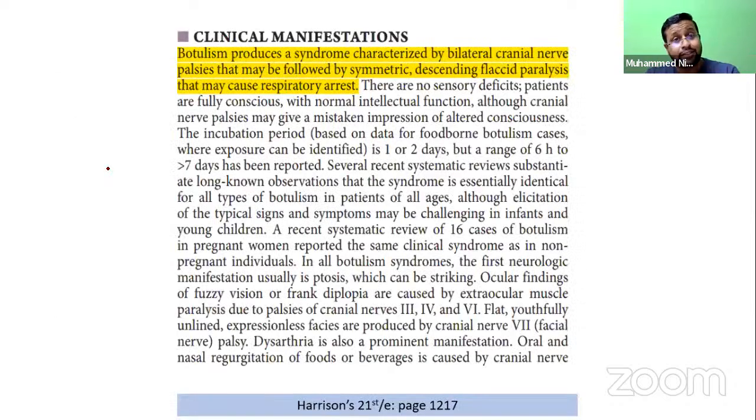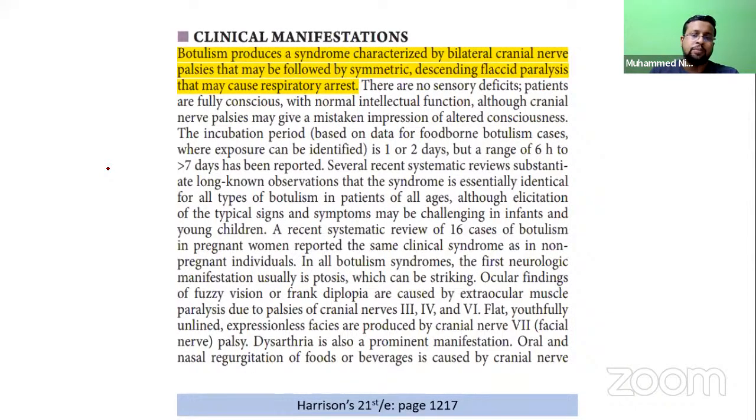This is a straight question from Harrison again. Typically it is taken from Harrison to put in the question there. Botulism produces a syndrome characterized by bilateral cranial palsies that may be followed by symmetric descending flaccid paralysis, and which can lead on to respiratory arrest.